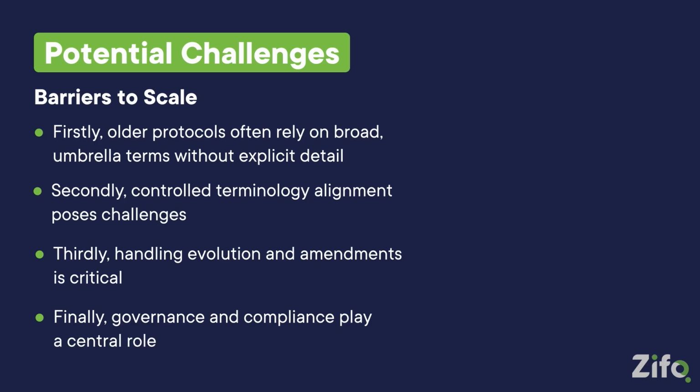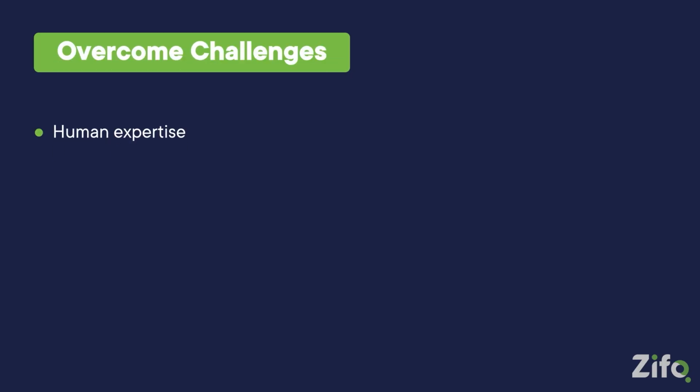Finally, governance and compliance play a central role. Regulations demand traceable, explainable decisions. Human validation acts as a compliance checkpoint, ensuring no AI-derived output enters production unchecked. Strong governance frameworks must also guide the responsible use of AI. Together, these barriers highlight why human expertise, strong governance, and alignment with evolving standards are essential to scaling successfully.